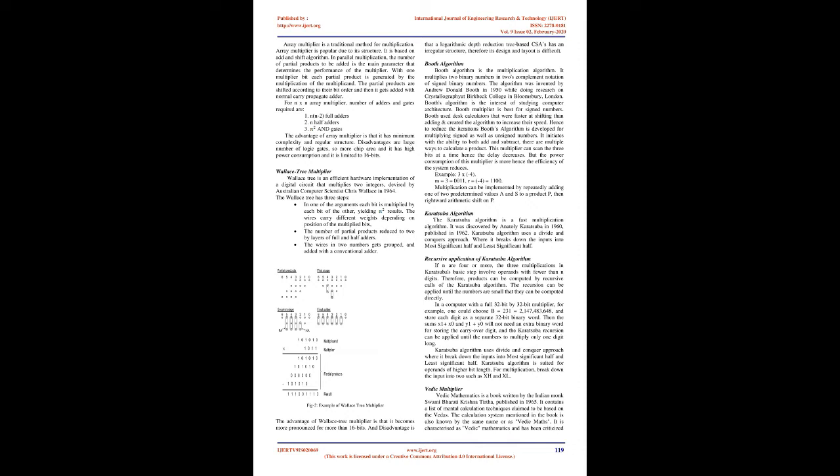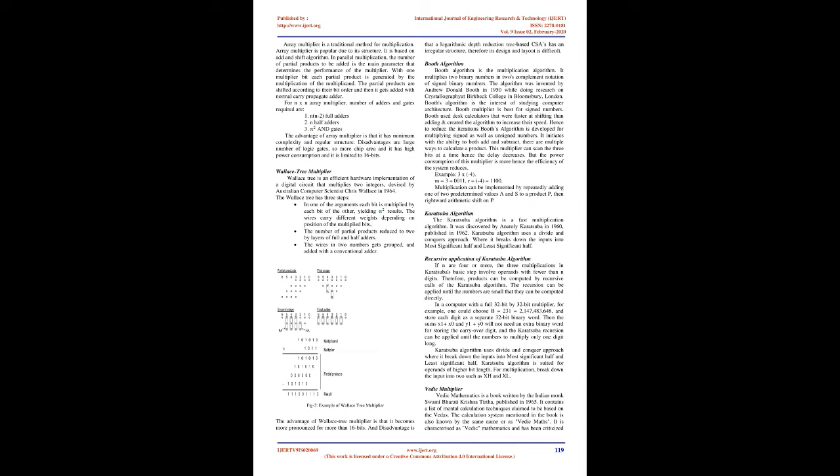In parallel multiplication, the number of partial products to be added is the main parameter that determines the performance of the multiplier. With one multiplier bit, each partial product is generated by the multiplication of the multiplicand. The partial products are shifted according to their bit order and then added with a normal carry propagate adder. For an n×n array multiplier, the number of adders and gates required are n² full adders, n half adders, and n² gates. The advantage of the array multiplier is that it has minimum complexity and a regular structure.